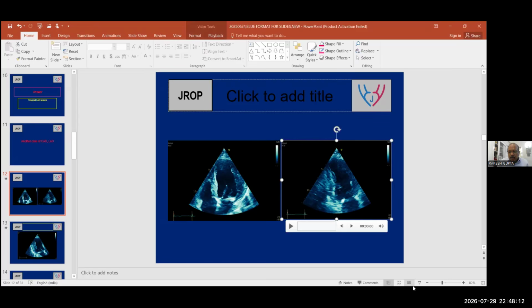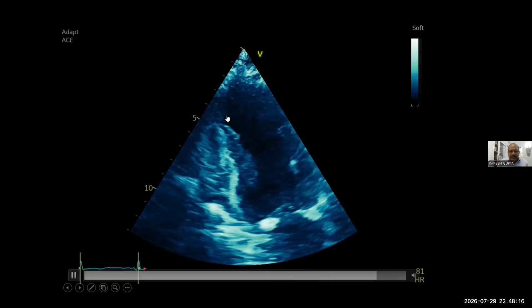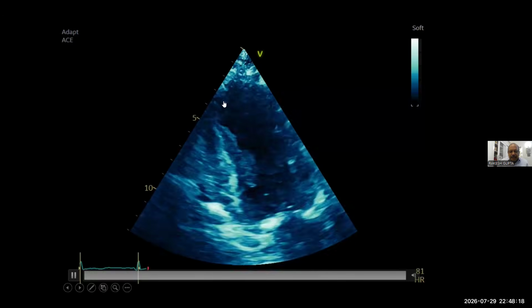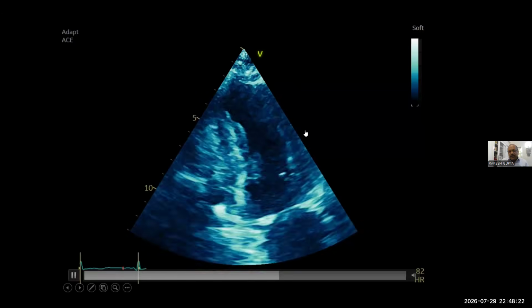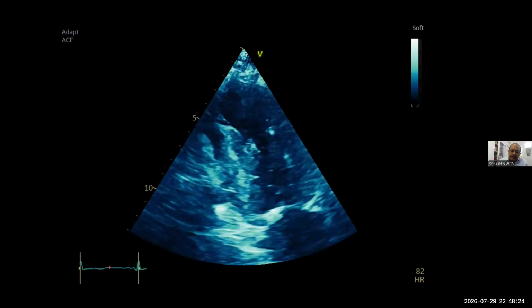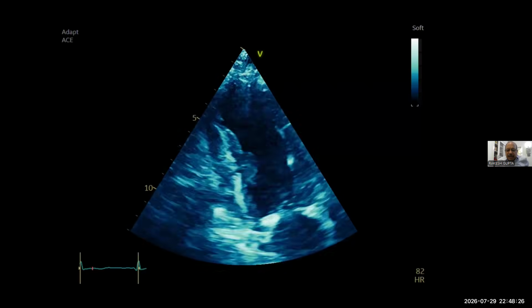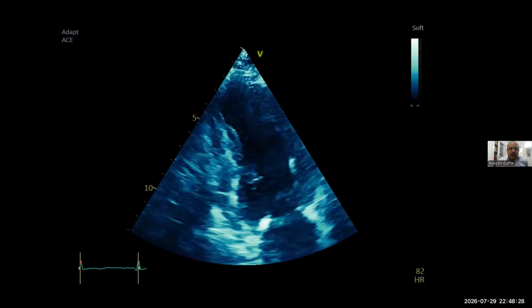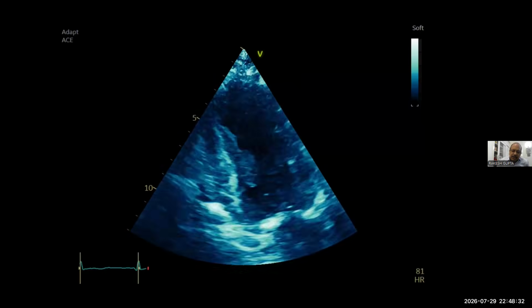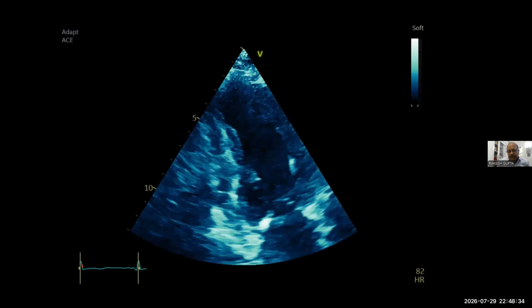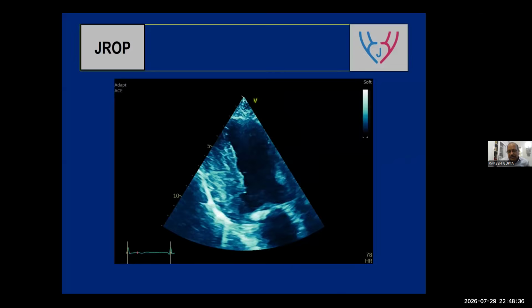Now let me play it full screen. Now look at the apex. It looks like the apex is bulging out. Now look carefully. This is a patient of acute MI. ST elevation MI was there, and we were able to record quickly because once we have an acute MI, we are not going to wait. Troponin positive acute MI, quickly shift because minutes matter.